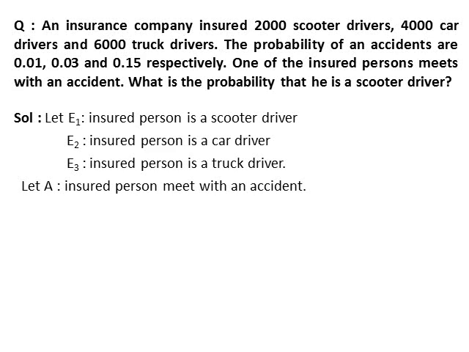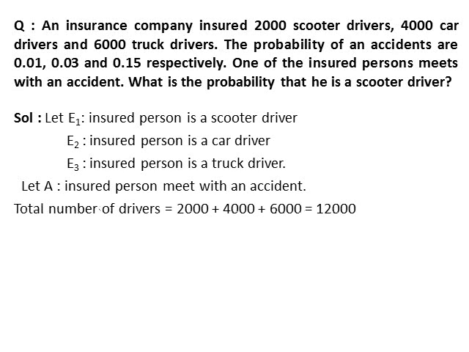Let A be the event that the insured person meets with an accident. It is given that A has already happened. Now, the total number of drivers equals 2000 plus 4000 plus 6000, which equals 12,000.